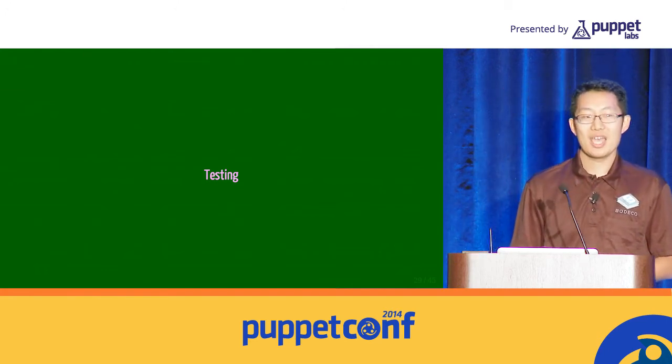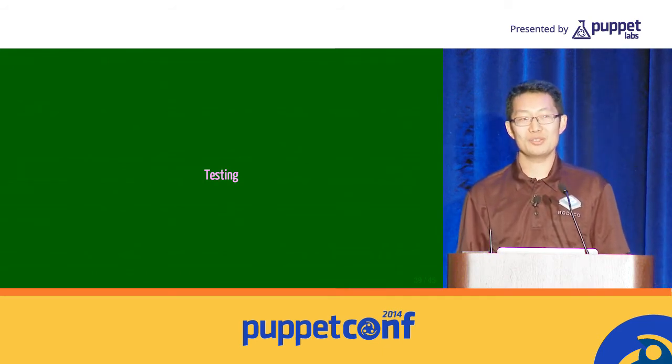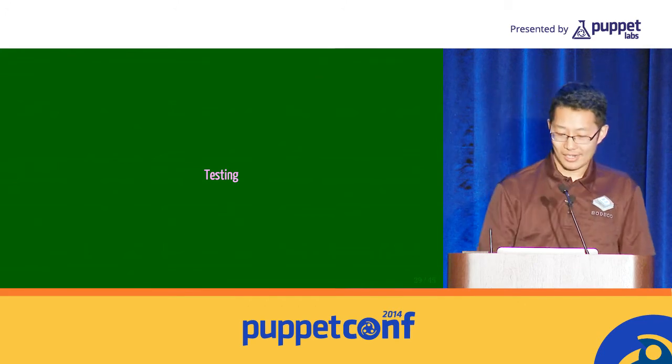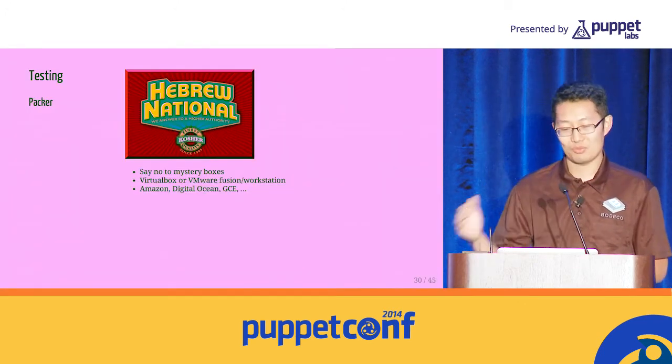So we're going to say, at this point, instead of running this in production, what are our options, and what can we do to automate testing? A lot of you probably have heard of Packer and Vagrant. I'll just go through this real quick.